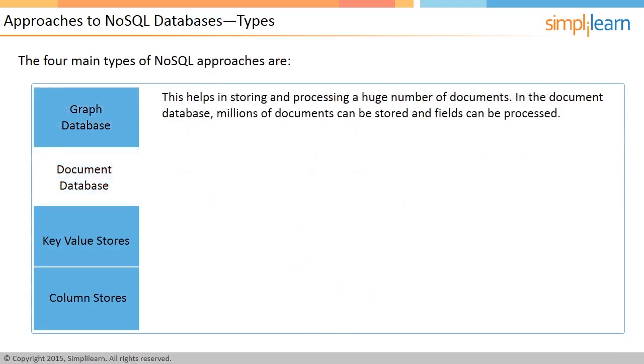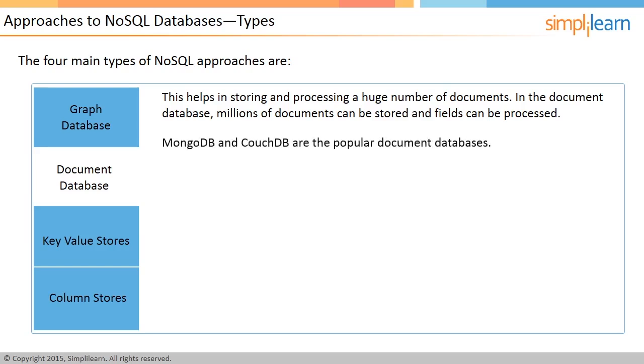Second is the document database. A document database helps in storing and processing a huge number of documents. In the document database, you can store millions of documents and process fields. For example, you can store your employee details and their resumes as documents, and search for a potential employee using fields like the phone number.